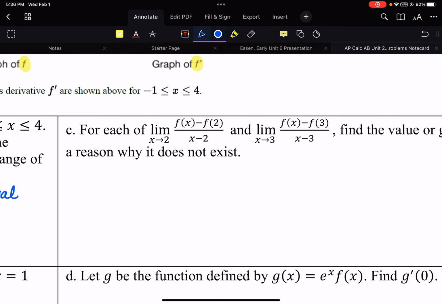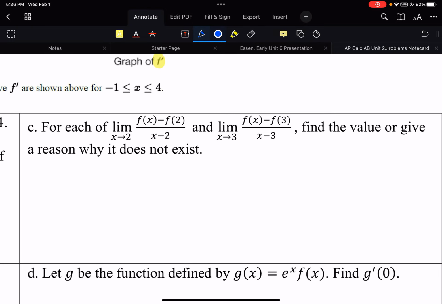All right. For each of these limits, find the value or give a reason why it does not exist. Now, this is a great question because it tests whether you know the limit definition of a derivative. You will see some sort of question like this on your AP exam. At the very beginning of derivatives, we talked about how to define a derivative using a limit. This is the way you define a derivative using a limit.